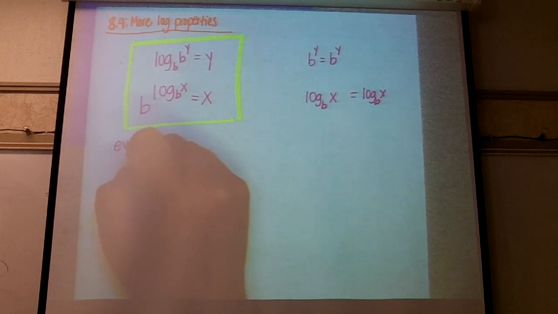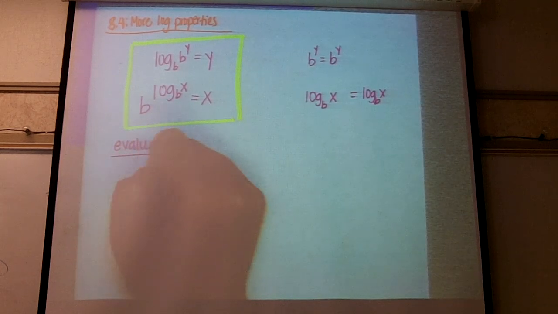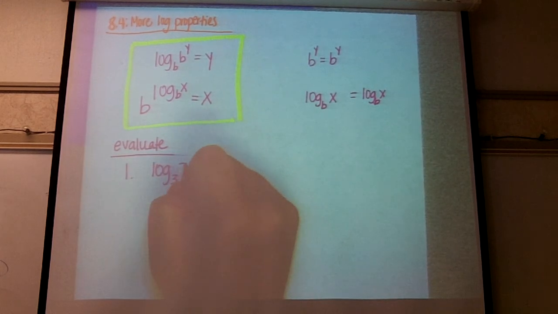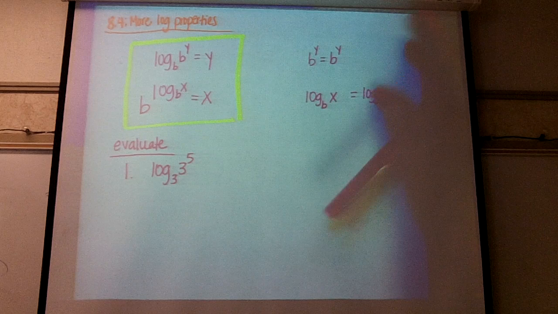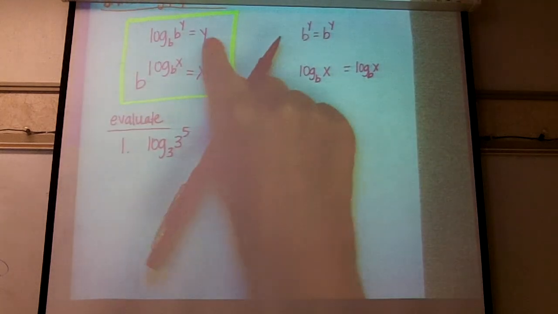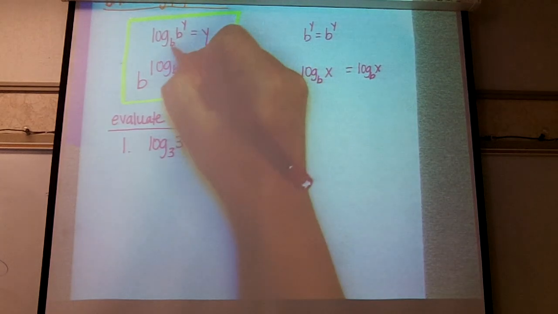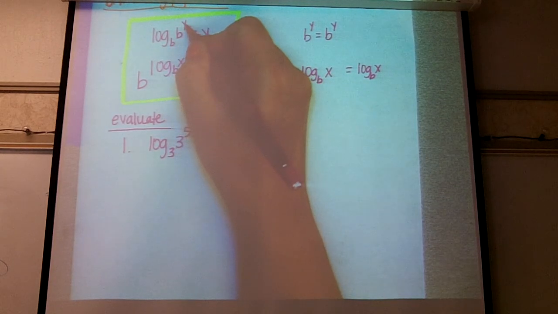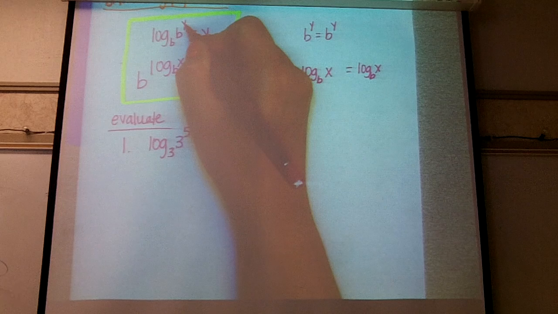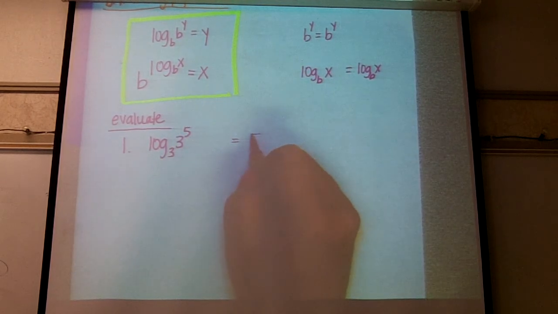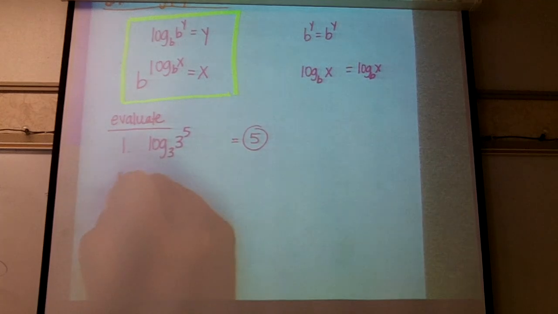So we're going to evaluate. So here's the first one, log base 3 of 3 to the 5th power. So if you notice, this one is very similar to the first log property up here. So when these two numbers are the same, then the answer is just this exponent up here. So log base 3 of 3 to the 5th is just 5, if you use that rule.